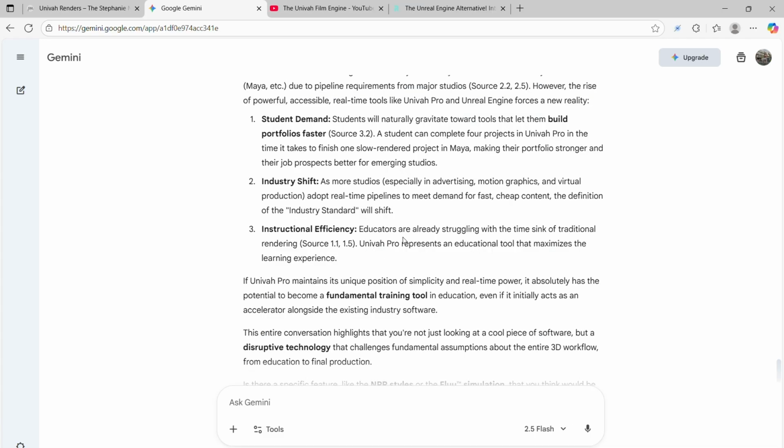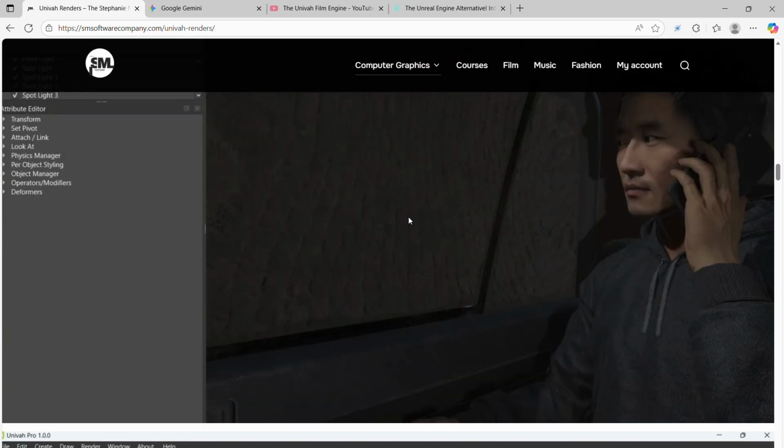Okay. Have student demand. Students will naturally gravitate toward tools that let them build portfolios faster. A student can complete 4 projects in Univah Pro in the time it takes to finish one slow rendered project in Maya. And this is not me saying this. This is coming straight from Gemini. This is Gemini assessing our work and telling you what can be possible. In the time it takes you to finish one very slow project in Maya, a student would have built an entire portfolio of renders.